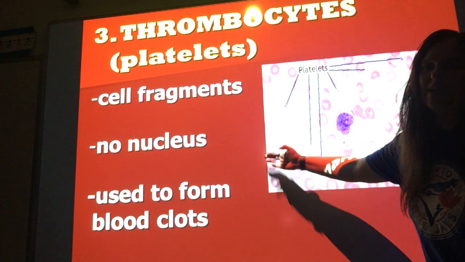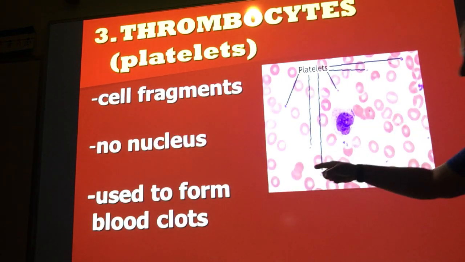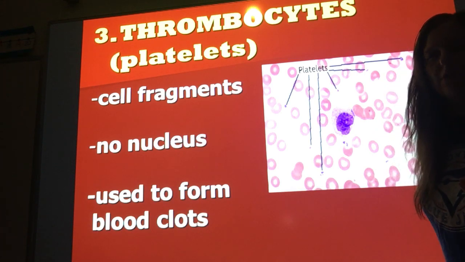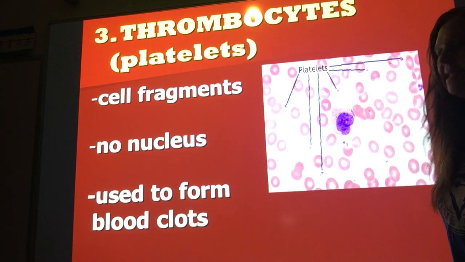So they don't have a nucleus because they're just a fragment of a cell. And their main function is to form blood clots. We're learning about the blood, the components of blood today.